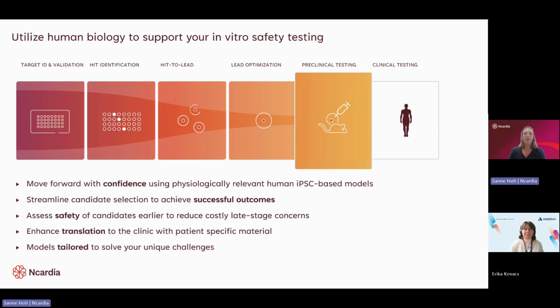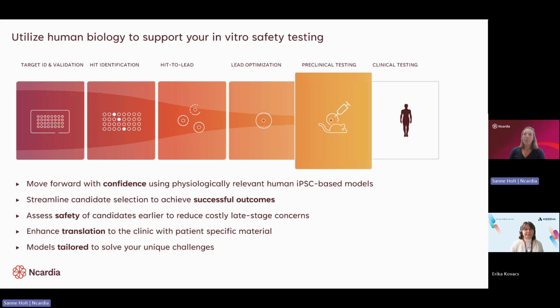So at Ncardia, we aim to help you utilize human biology to de-risk drug development early and with greater confidence. We work across the full discovery to preclinical continuum, but as mentioned, today I'll be focusing very much on the preclinical safety testing. We believe that iPSCs give you a very physiologically relevant human-specific readout that animal models often struggle to provide. Particularly for ADCs and biologics, species cross-reactivity is often very limited or absent, where human iPSCs can really fill that gap and answer your safety questions.